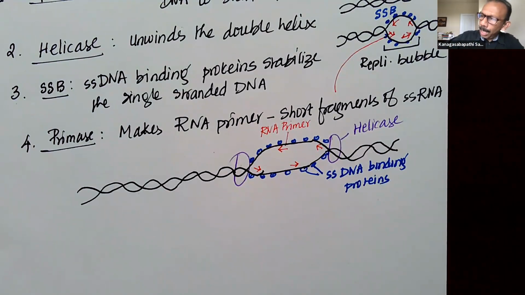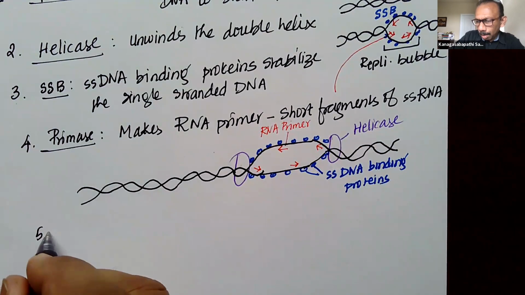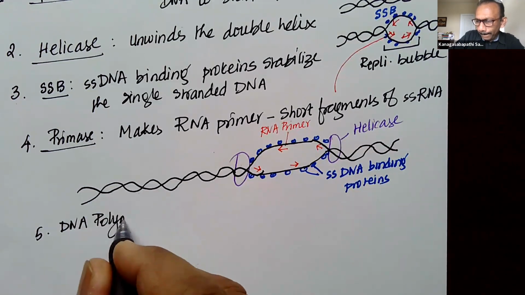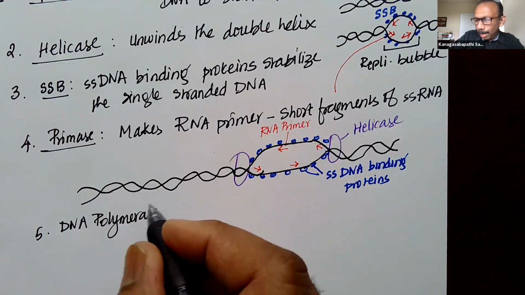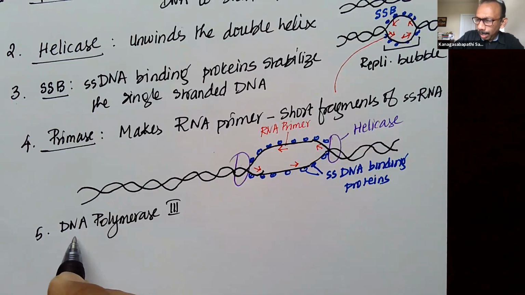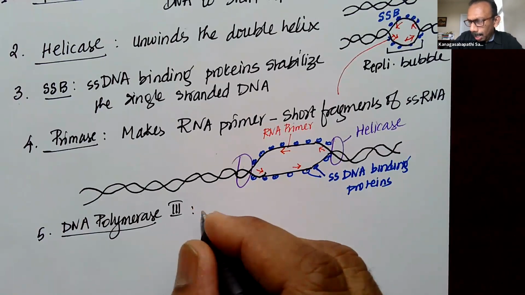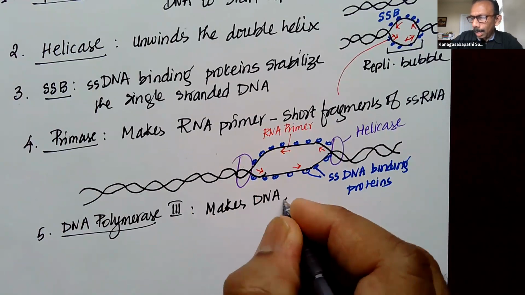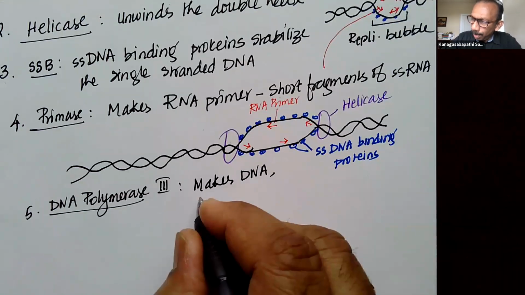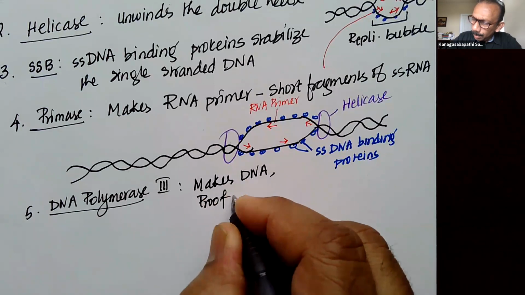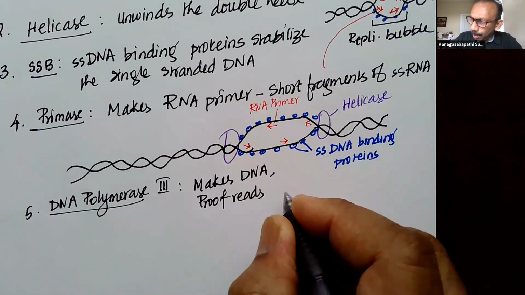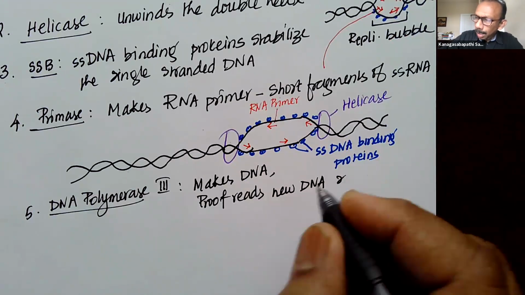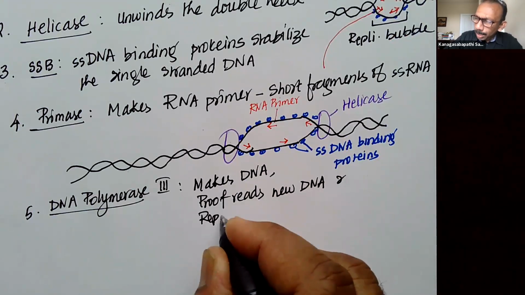Okay. So the next enzyme that comes in is called DNA polymerase 3. So DNA polymerase 3 has 3 functions. It makes DNA. It proofreads the new DNA that was made, and it repairs any mistakes.